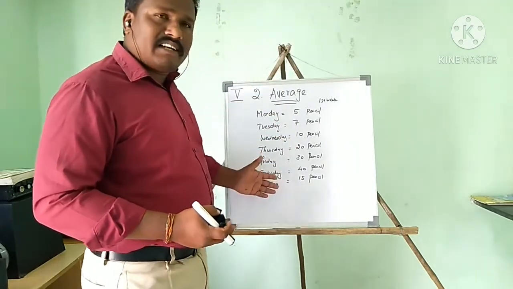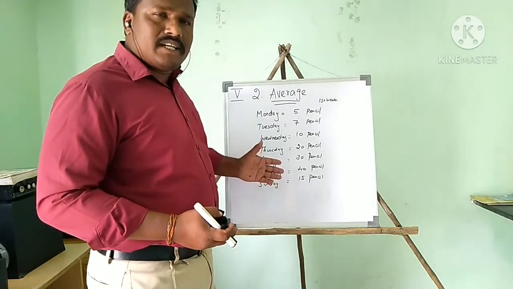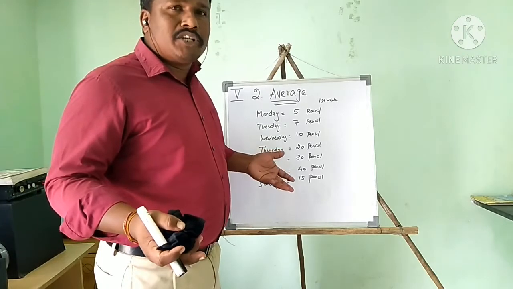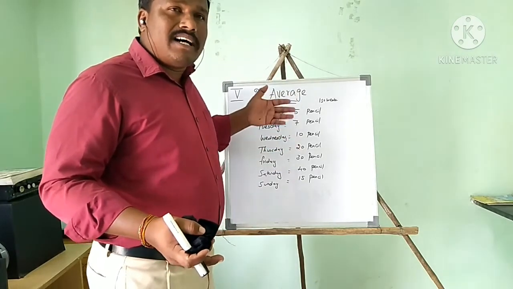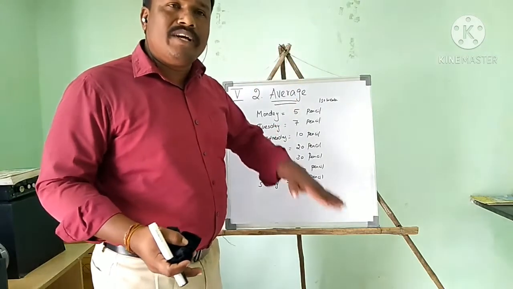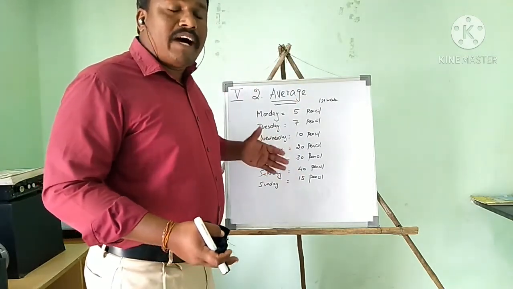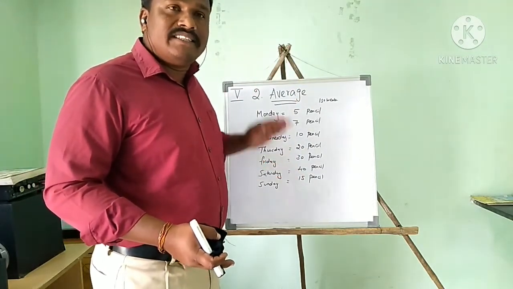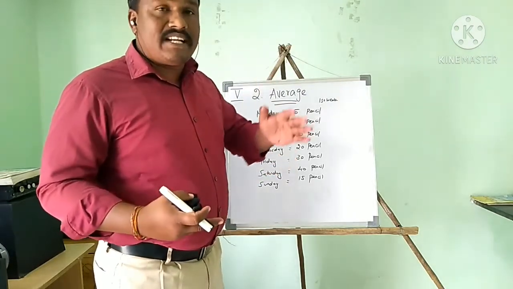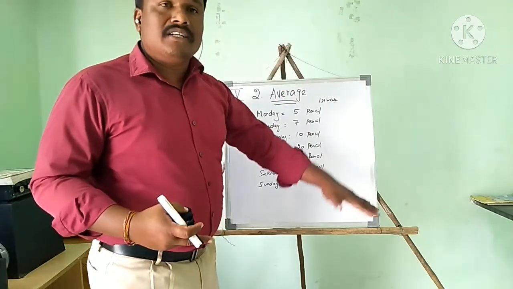If you see this data, can you assume your business is growing or going down? You can't come to a conclusion. You can't say your business is going to grow up or go down. But if I find the average, this week's average and the next week's average, easily you can understand whether your business is growing up or going down.